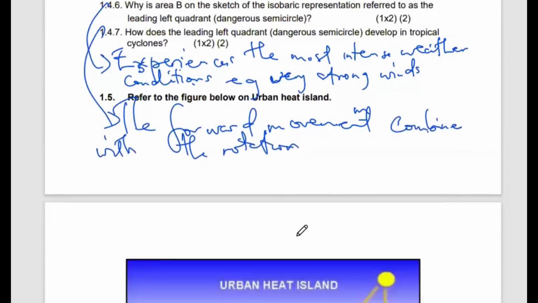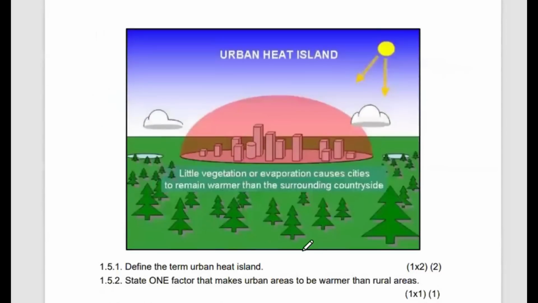Refer to the figure below on urban heat islands. Right, that is an illustration of an urban heat island. It says little vegetation or evaporation causes cities to remain warmer than the surrounding countryside. Right. Question number 151 says: define the term urban heat island. How can we best define an urban heat island?